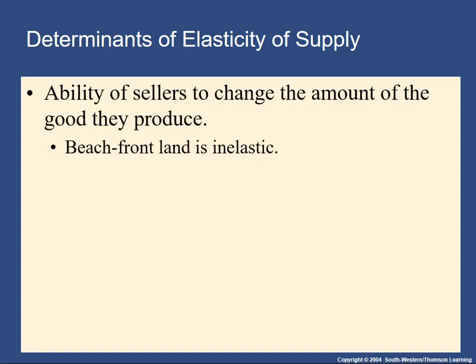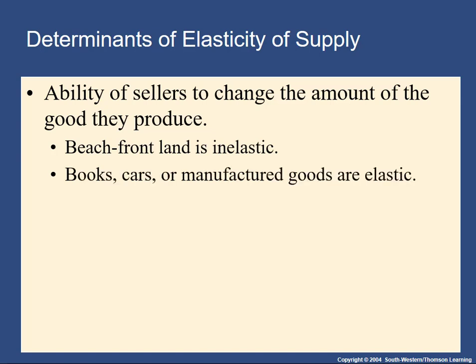Well, the ability of sellers to change the amount of the good they produce is really what's in question. If you look, for example, at the elasticity of supply for beachfront property, it's inelastic because you can't get any more. Even if the price goes up a lot, what can you do? You can't change the coastline. And for lots of regular goods like books, cars, and manufactured goods, the elasticity of supply tends to be elastic. As the price goes up, producers can actually produce more.